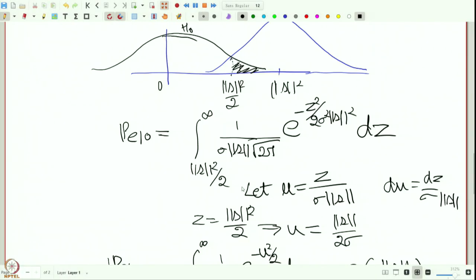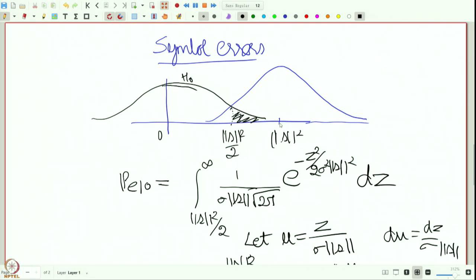So now, under hypothesis H1, I am not going to go back and show you, but we have seen that the distribution of Z under hypothesis H1 has a mean of norm S square and a variance of sigma square norm S square.